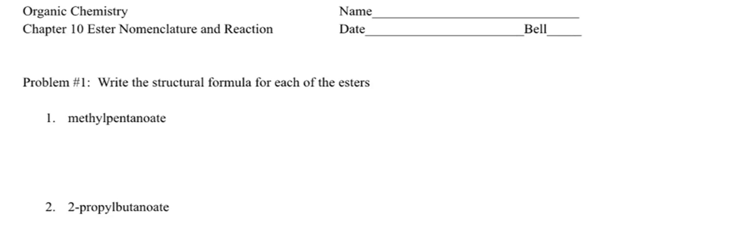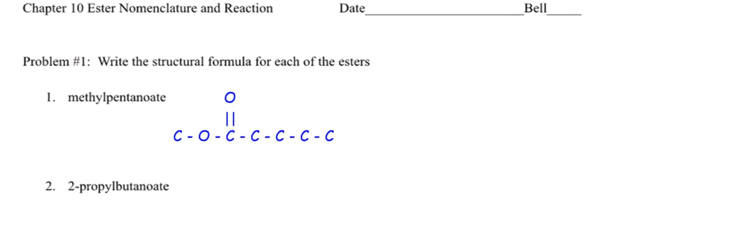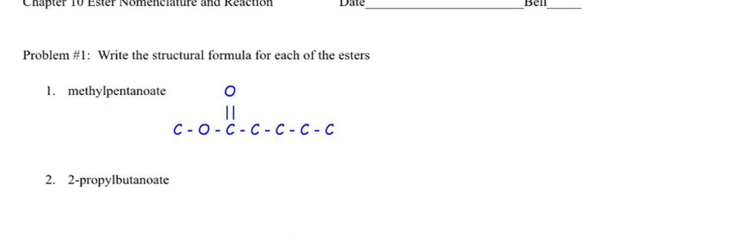All right, welcome back. Hopefully you've all done this. If you recall in our ester nomenclature, that first word is for the part that comes off of the single bonded O. So I have a methyl pentanoate. Here I have a 1 carbon group off of the O, and then here I have 5 carbons for the pentanoate. The next one is 2-propyl butanoate.